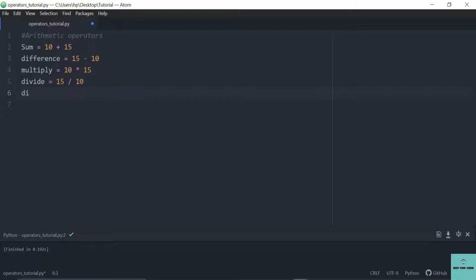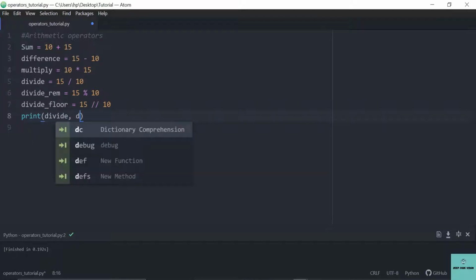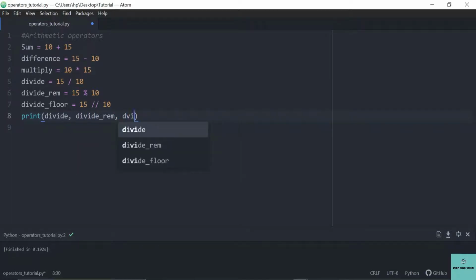Now there is another called the remainder operator, or modulus sign. Now if I do this, I'll show you what each of them will return. Now another operator is called the floor division, or the integer part of the division quotient, and that's about it. So let us print some of the division operators, because those are a little bit difficult to understand. So let's say divide rem and divide floor.